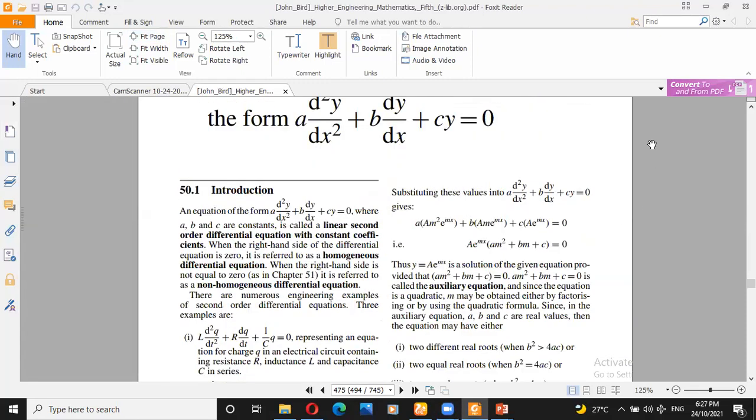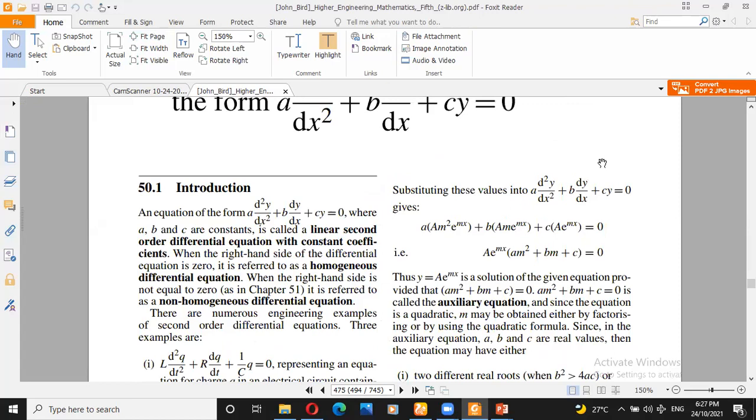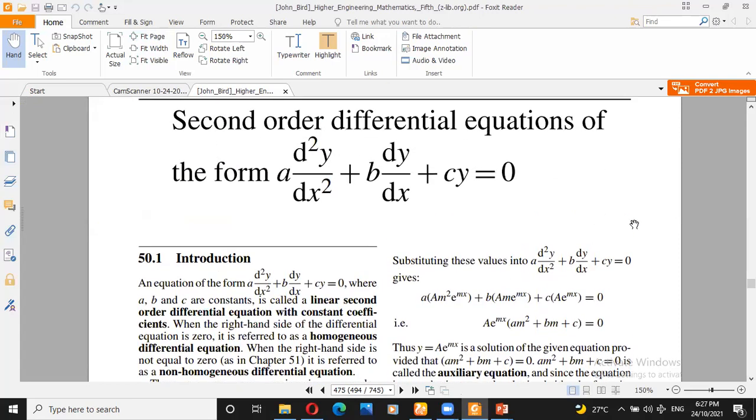Can you all see my screen? Yes, sir. Now, that is the textbook.